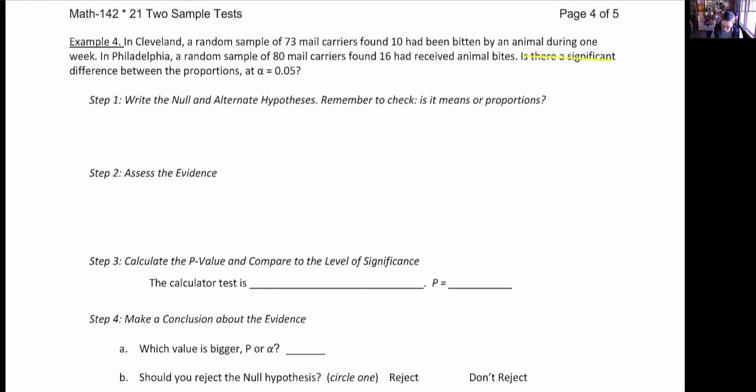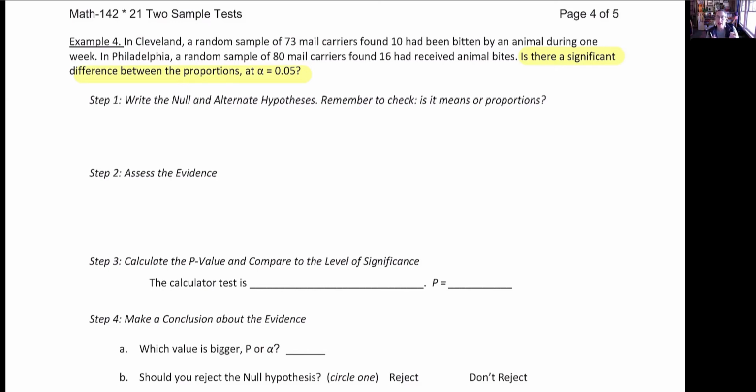You're wanting to know, is there a significant difference between the two proportions at a significance level of 0.05. What we're doing is comparing two different cities, Philly and Cleveland. A sample of 73 mail carriers had 10 bites. The sample of 80 in Philly had 16 bites. So we've got two different things happening.